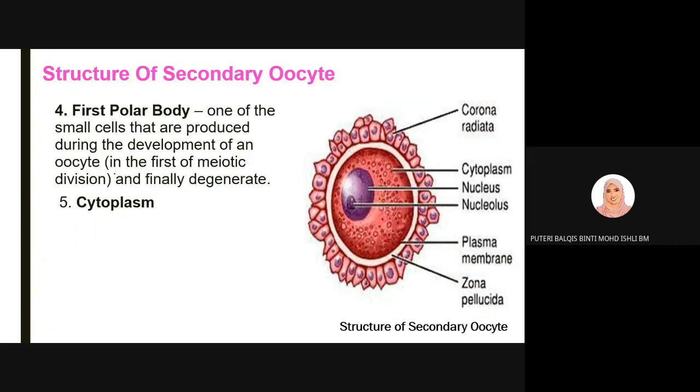And also has first polar body. First polar body is not shown in this diagram. And they also have cytoplasm. Of course, they have cytoplasm.